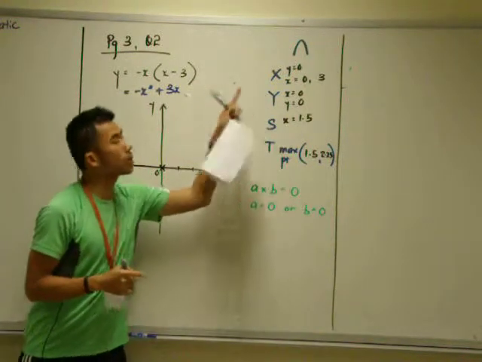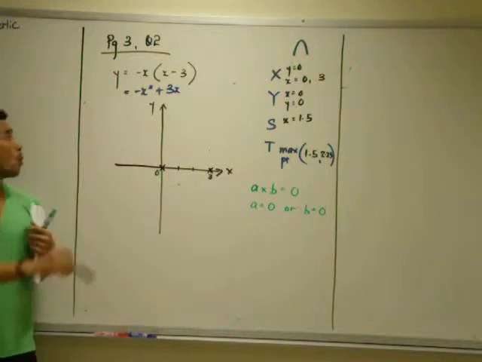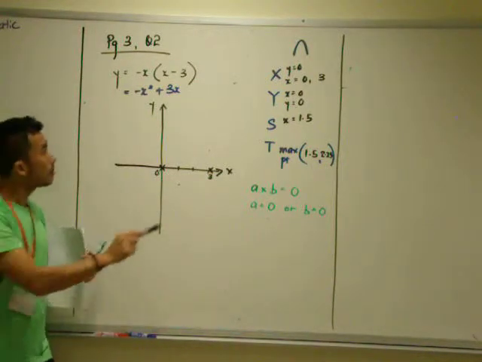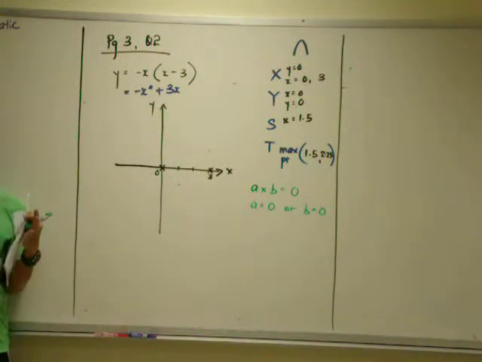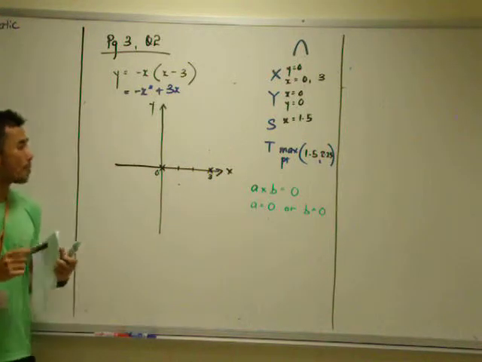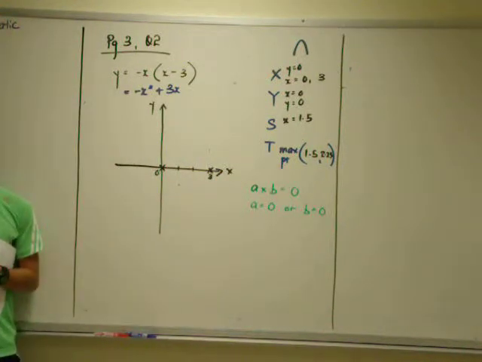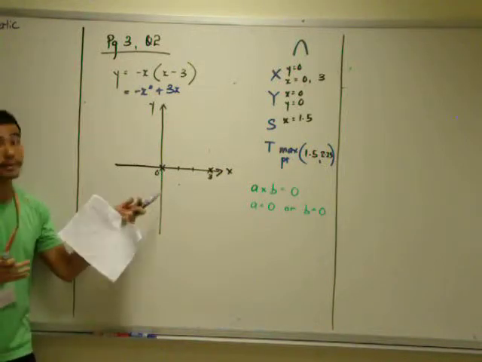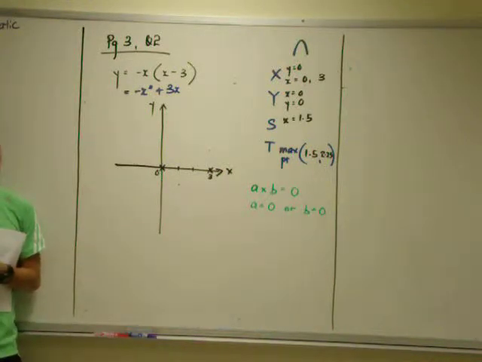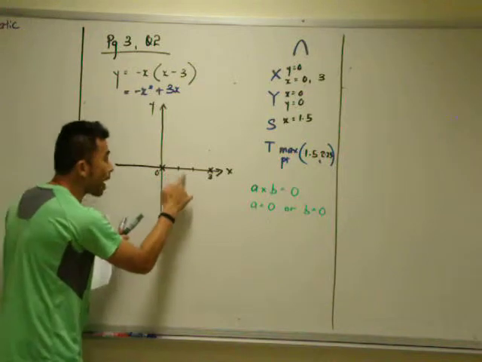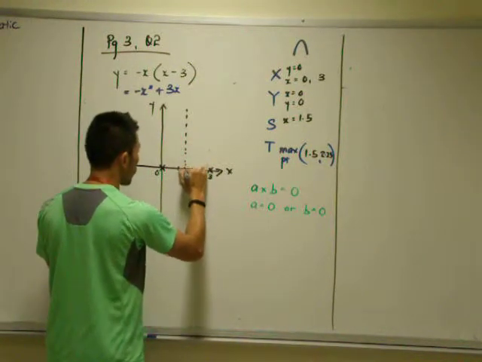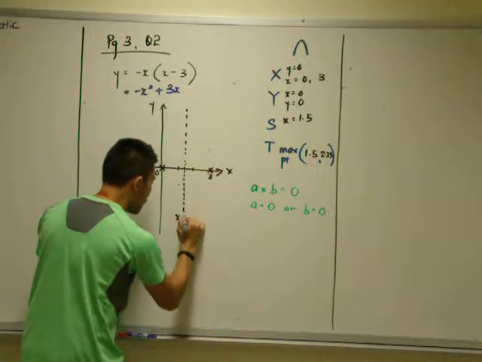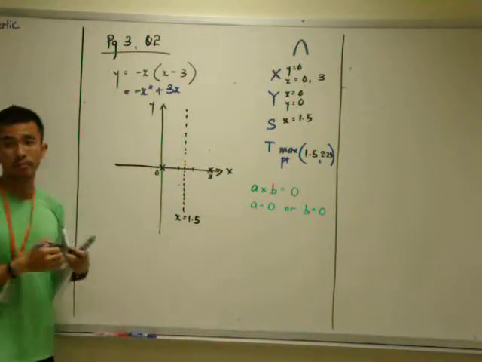Now, step number 2, what is it? Y-intercept. But y-intercept is 0. Have I marked out 0 already? Yes, so do I still need to mark again? No need. Now go to step number 3. 1.5. Where is 1.5? In between. So you know this is 1, this is 2, I just have to draw a dotted line in between. And I label x is equal to 1.5.